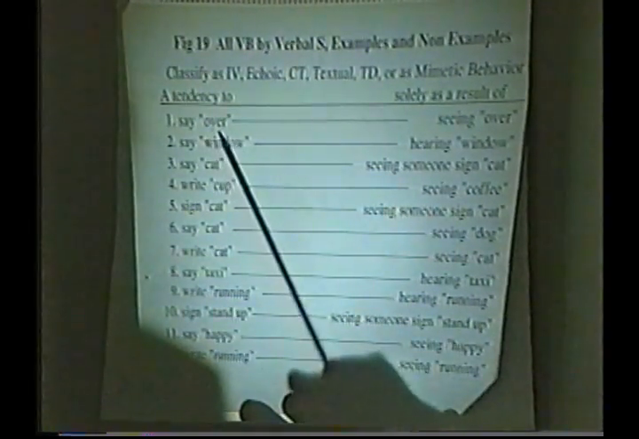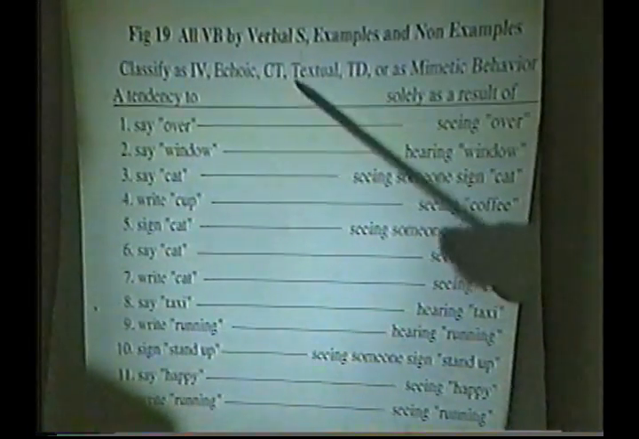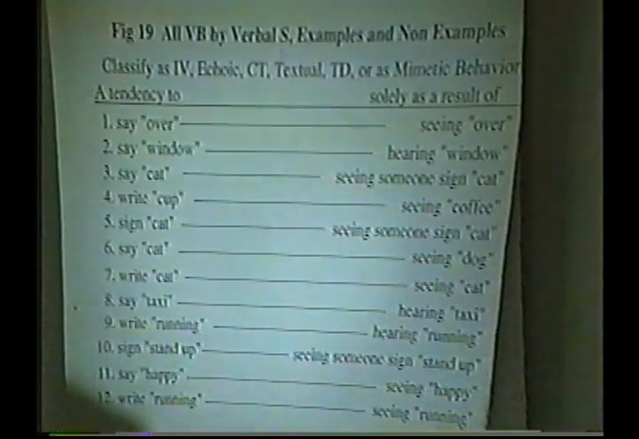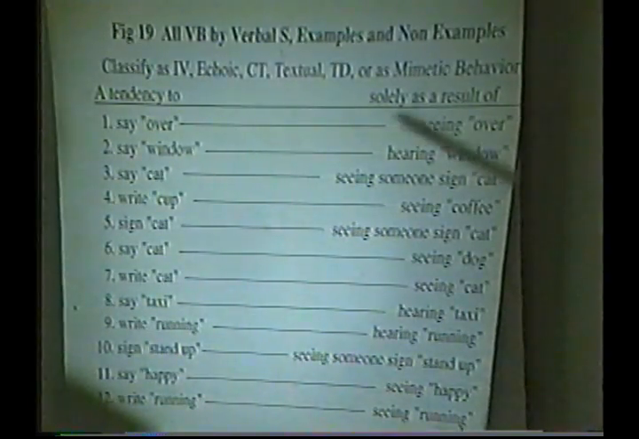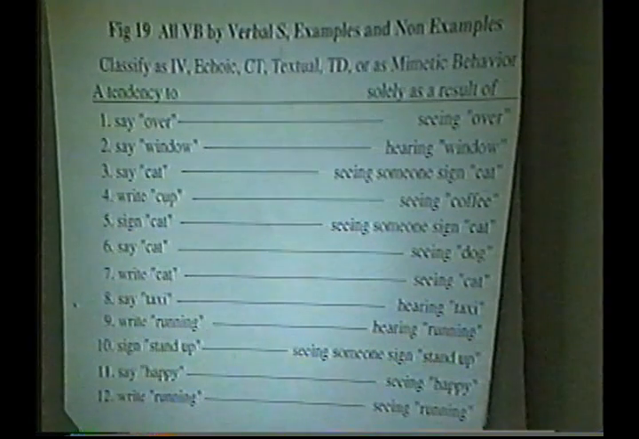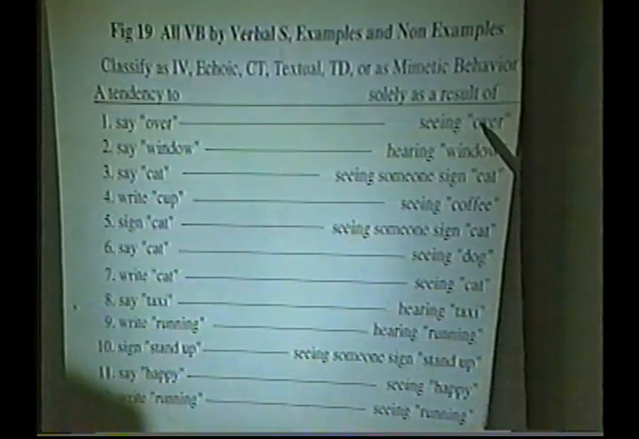A tendency to say over. Now we're going to classify it as intraverbal, echoic. Echoic is saying the same thing you hear, echoing what somebody says. CT is for copying a text. That's writing down what you see written, writing it down as accurately as you can. Textual behavior is saying what you see written, in other words, reading out loud, without necessarily understanding what you're reading. TD is for taking dictation, writing down what you hear someone say, and mimetic behavior is signing what you see someone sign, essentially accurately. A tendency to say over as a result of seeing the word over.